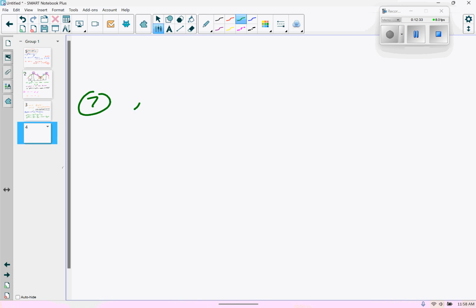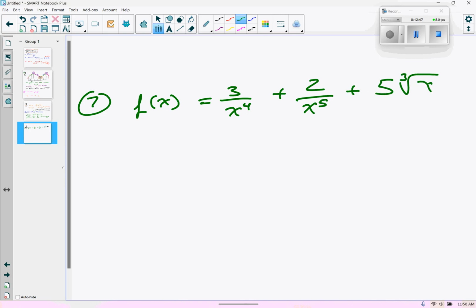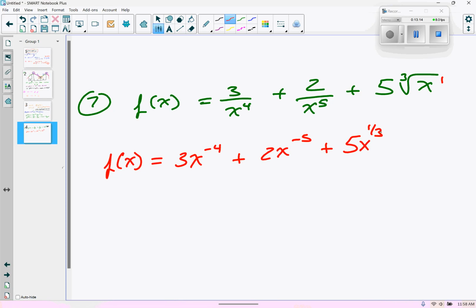Number 7, we have f of x equals 3 over x to the 4th plus 2 over x to the 5th plus 5 third root of x. All right, this one, you have to rewrite it to where you don't have denominators with a variable. So I get 3x to the negative 4 plus 2x to the negative 5. And then you have to realize there's a 1 here. So that's plus 5 raised to the 1/3 power. Okay. Oh, I forgot the x. 5x. X is raised to the 1/3 power.